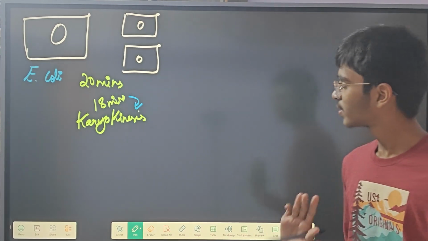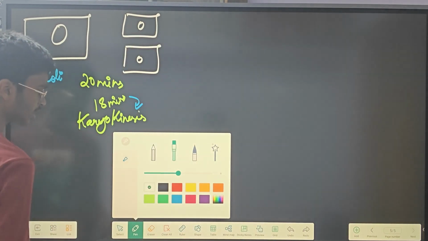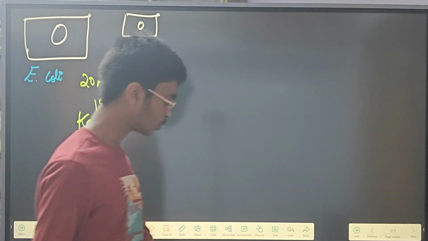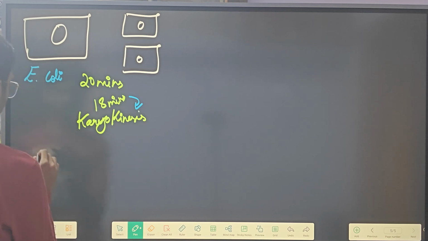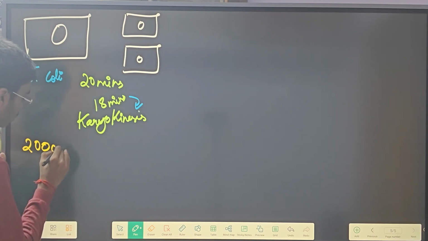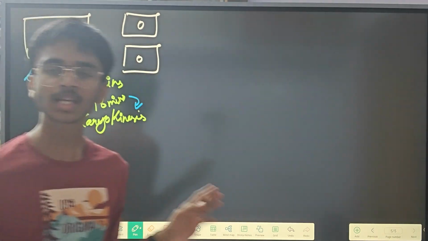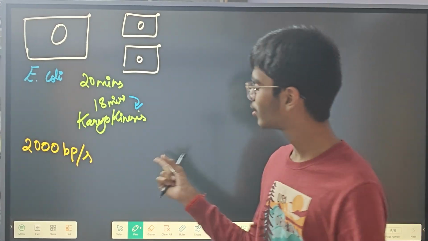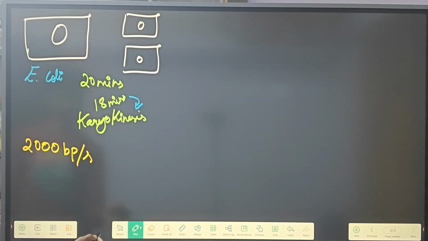Okay, so karyokinesis will be happening for 18 minutes out of 20 minutes. But one important thing that you have to check is the NCERT data. It is correct data only, but many people get confused about the rate they have given. The rate they have said is 2000 base pairs per second would have got formed. But when we calculate, you will not get this one. You will get 4000.